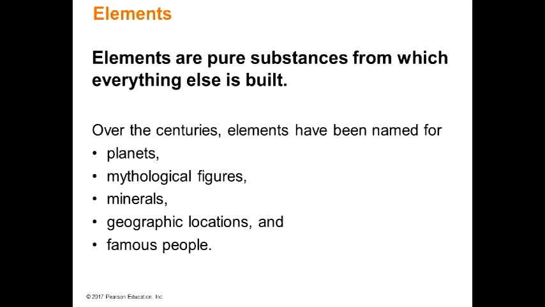Elements are pure substances from which everything else is built. Voila! The periodic table is composed of pure substances. Keep that in mind. That is the bottom line. So your periodic table, and you're going to learn most of your chemistry from the periodic table we will be referring to, so you want to have one ready to go.